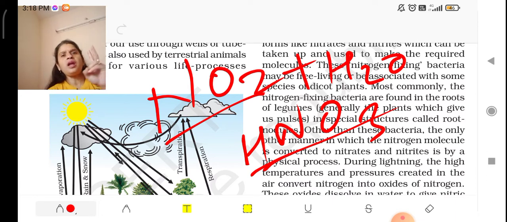So there are two ways of fixing nitrogen. One is done by bacteria like Rhizobium, and one is done by lightning and thundering, the atmospheric conditions. Now in tomorrow's class I'll explain what happens after using nitrogen in the form of nitrate and nitrite, what the next step in the nitrogen cycle is.